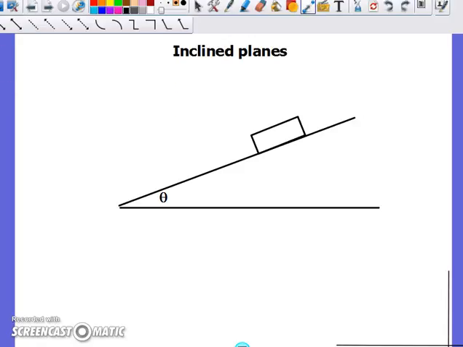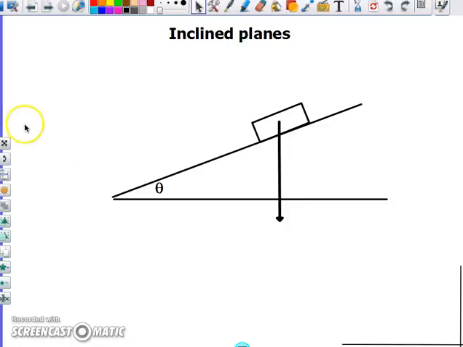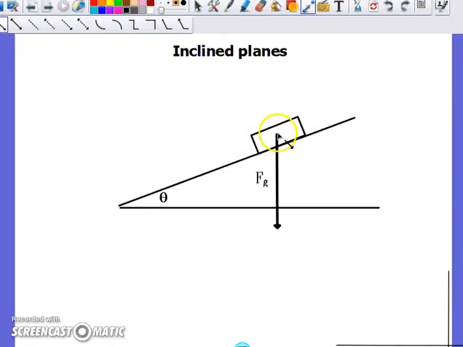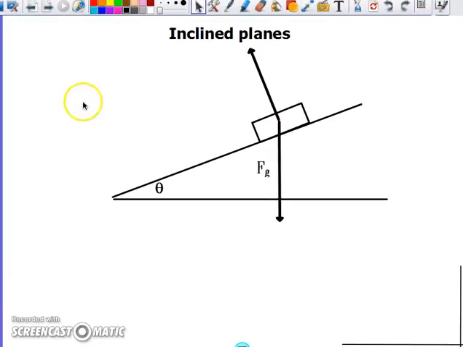So the first force that we usually draw is the force of gravity. So let's draw an arrow straight down. That represents the force of gravity. And then the other force is the normal force, which is perpendicular to the surface. So because the surface is not flat, we need to draw the normal force so that it's perpendicular to the incline.